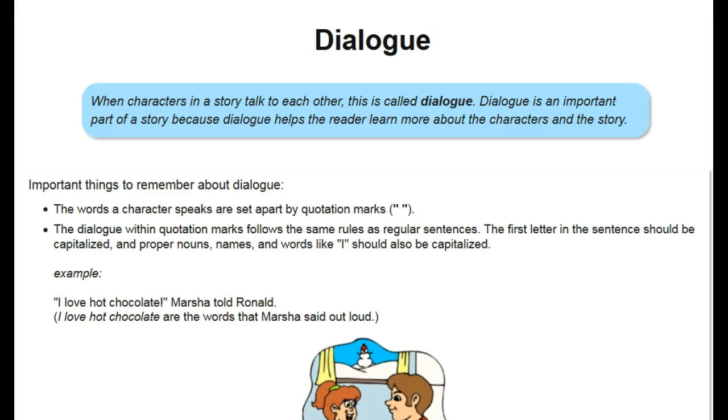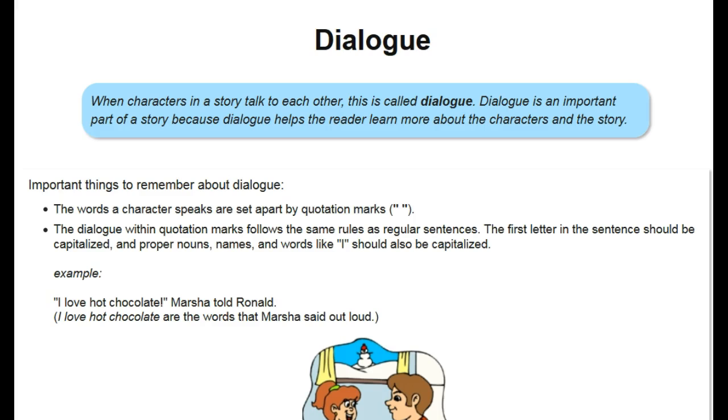Dialogue. When characters in a story talk to each other, this is called dialogue. Dialogue is an important part of a story because dialogue helps the reader learn more about the characters and the story. Important things to remember about dialogue. The words a character speaks are set apart by quotation marks. The dialogue within the quotation marks follows the same rules as regular sentences.